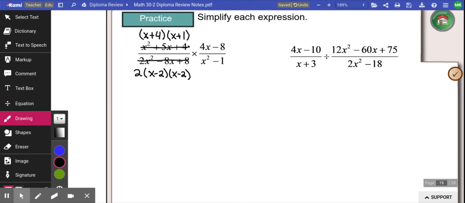I'm going to give you a chance to do this in steps, and I will do it with you. The first step to every question is factor. There is more factoring in that question. So I want you to try to factor right now.